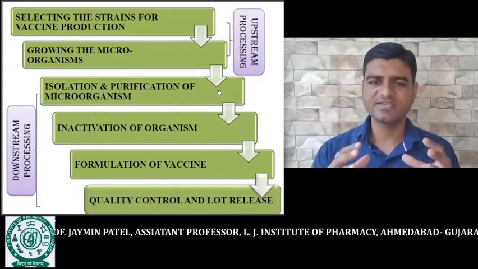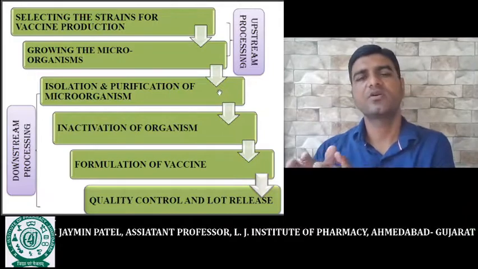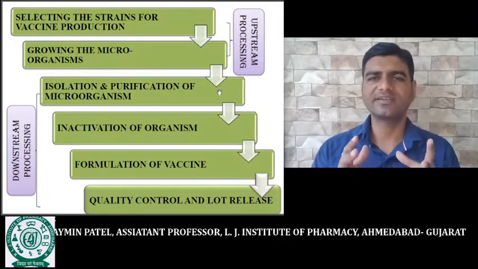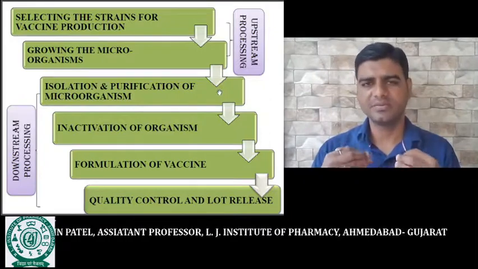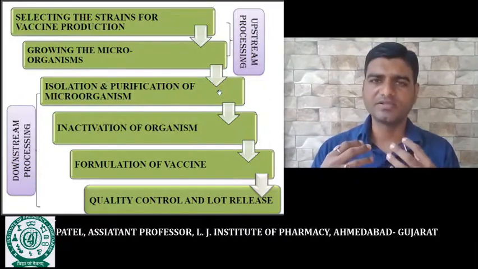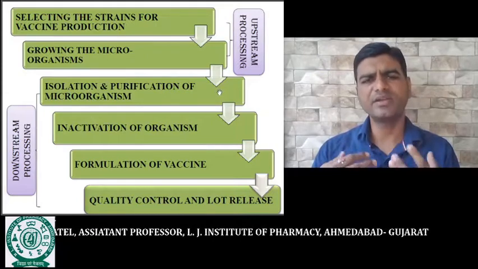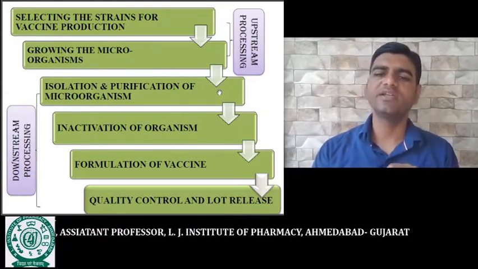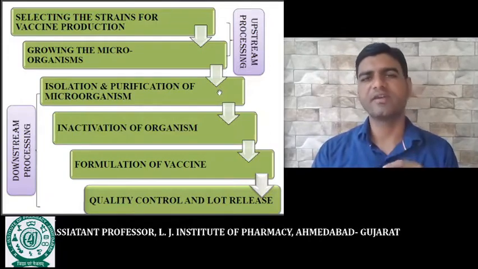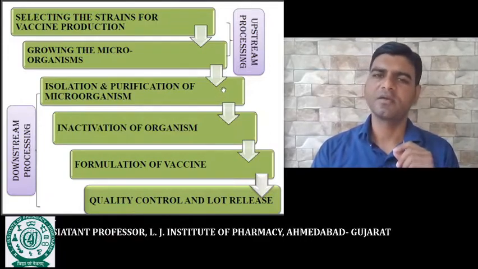Okay, inactivation is done. Later on we go for the formulation of the vaccines. In the vaccine preparation we add different additives. We add stabilizers, and we add suitable surfactant agents. The final stage is the quality control test, and finally that vaccine preparation enters the market.